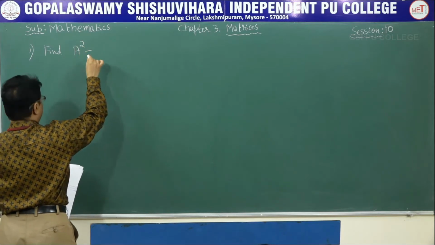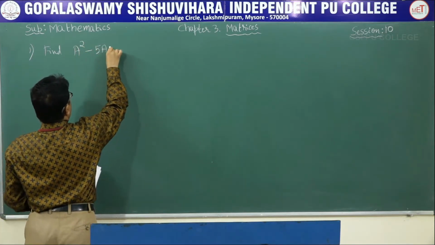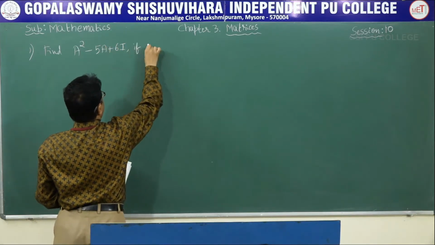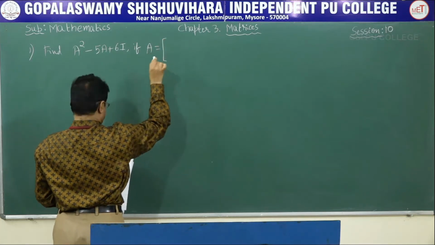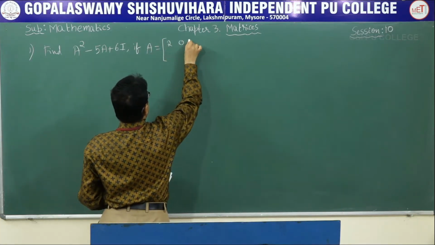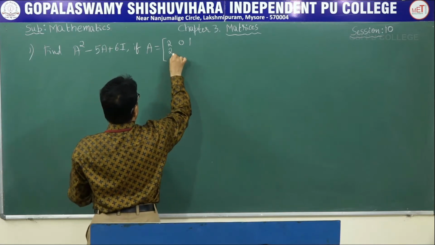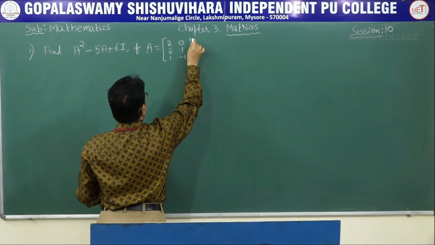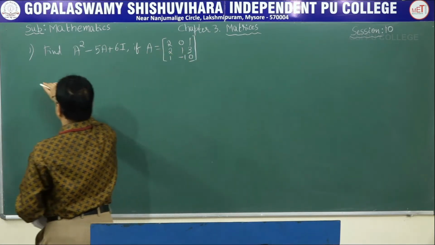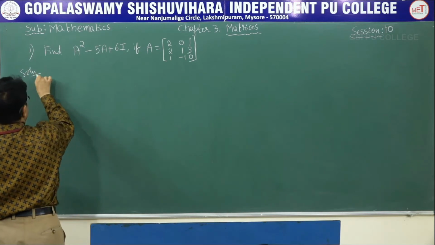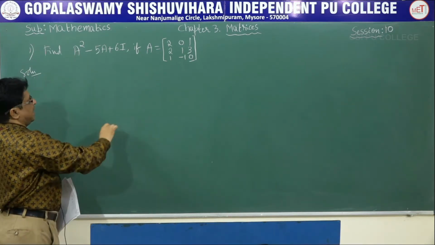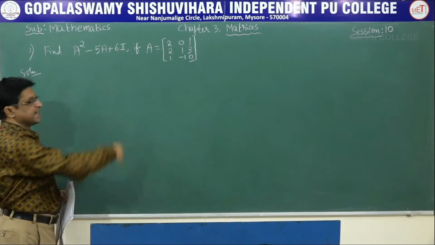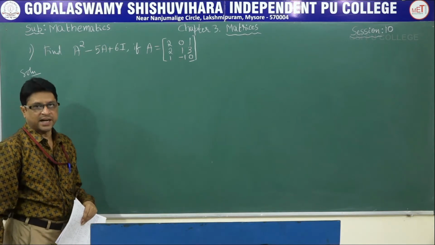a square minus 5a plus 6i if a equals 2, 0, 1, 2, 1, 3, 1, minus 1, 0. So matrix A is given. First we have to find a square. Then we substitute in the given problem and find the value of a square minus 5a plus 6i.